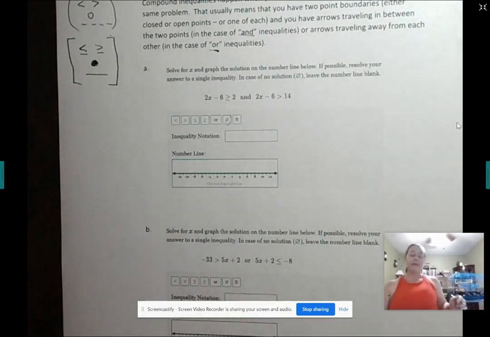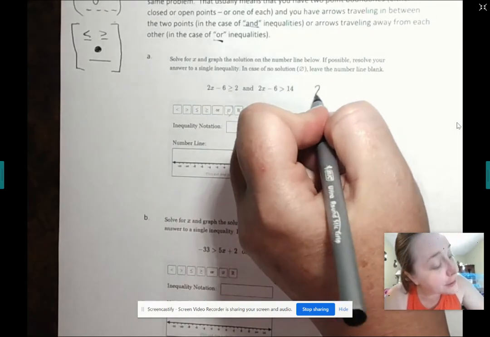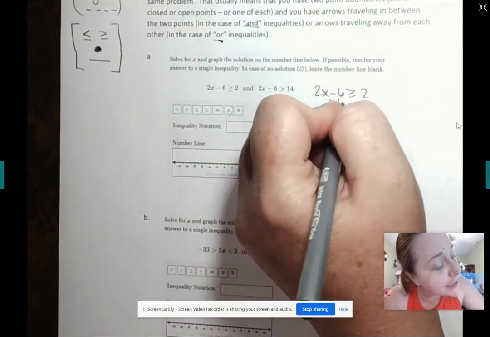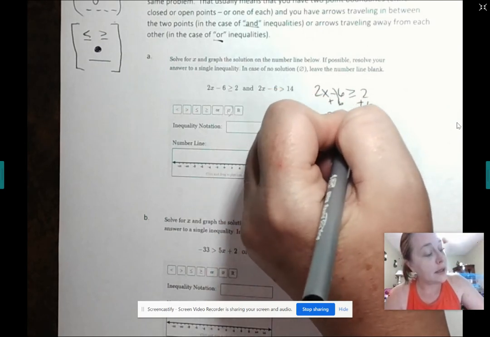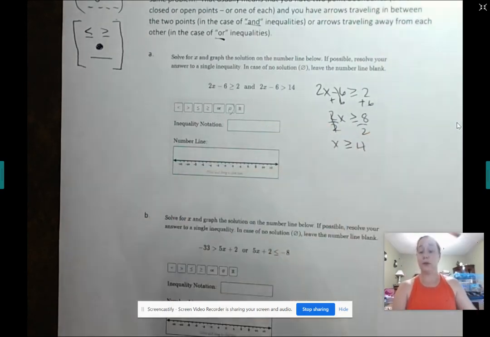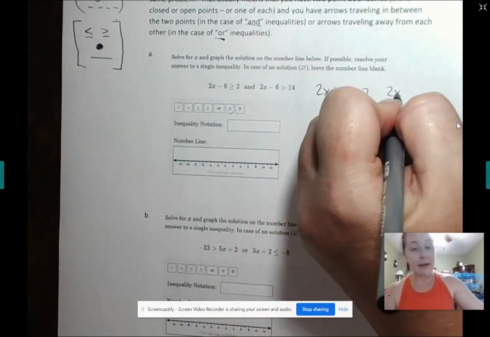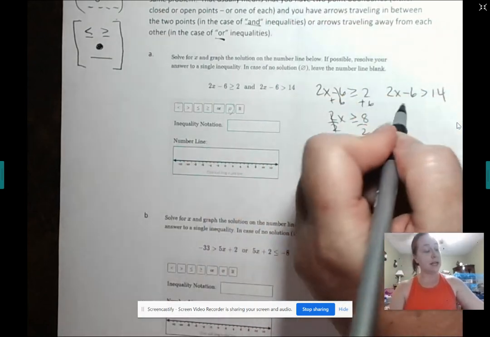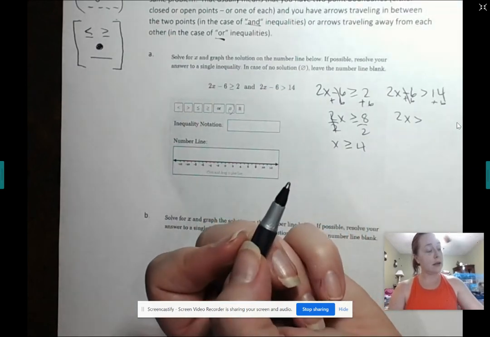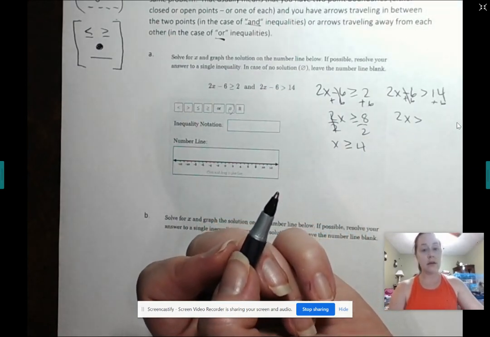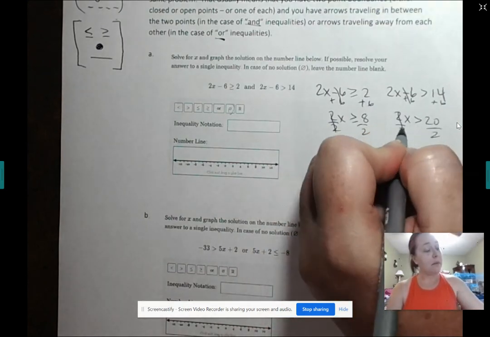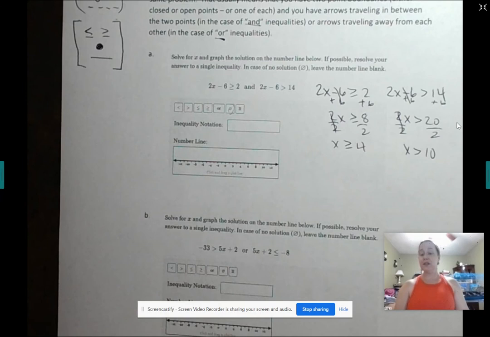Okay. So I'm going to solve this over here. 2x minus 6 is greater than or equal to 2. That's a pretty easy solution. You end up getting x greater than or equal to 4. And then we also have the second one that they wrote. This is an and. 2x is greater than... Oh, these are both greater thans. Okay, so this is a special case where you're going to get 2 solutions, both going the same direction.